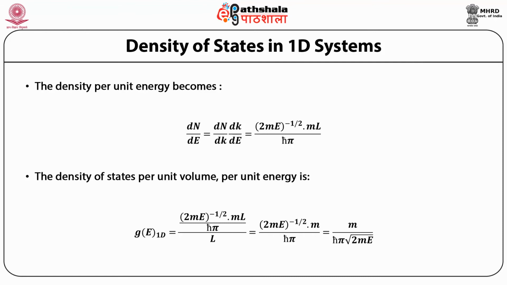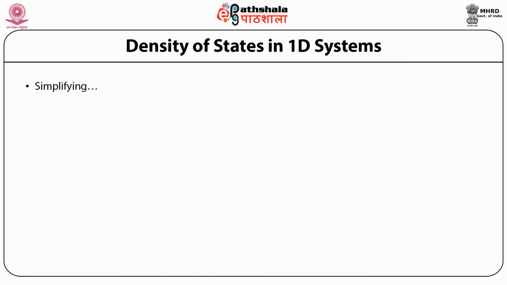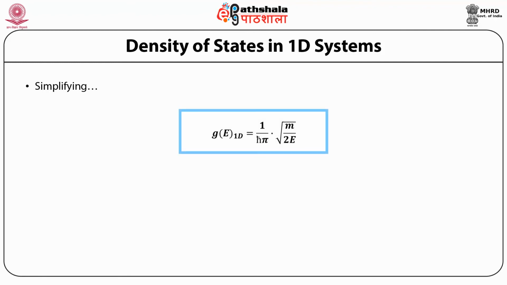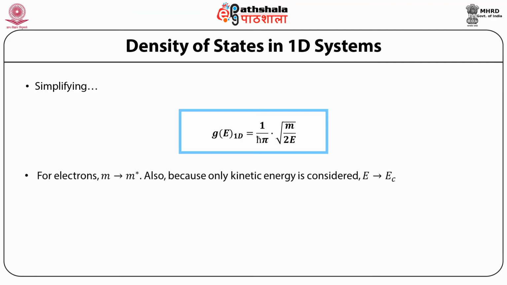So this is equal to m by h cut pi root of 2mE. Now further simplification gives us G(E) for one dimension equal to 1 by h cut pi multiplied by root of m by 2E. So for the electrons, m is replaced by m star.